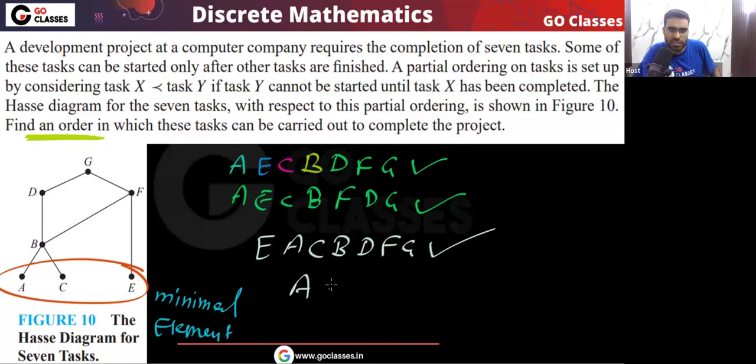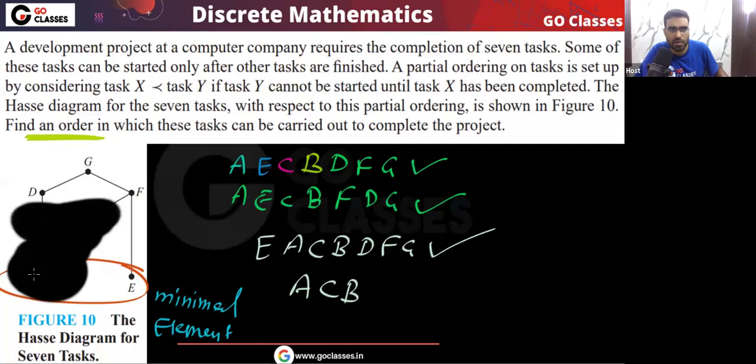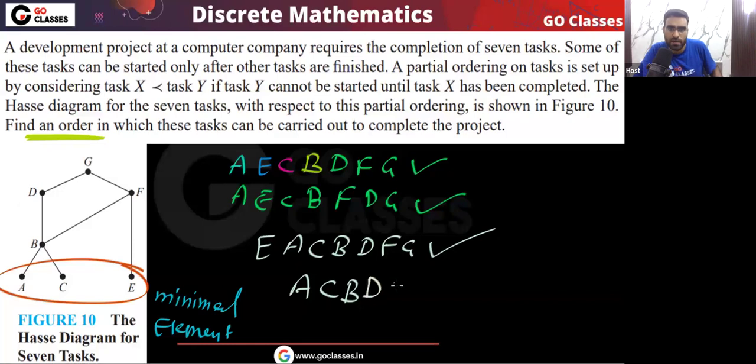For example, you can start with C. Then you can do A, C, then you can do B. Yes or no? See, if I delete A, C, because A, C are minimal, now who is minimal on your screen? Tell me, who is minimal now? Now you can see B, E are minimal, right? So I can take B. Then if I take B also, now who is minimal? Now D, E are minimal. So this is also correct.